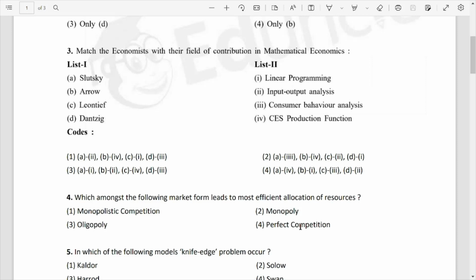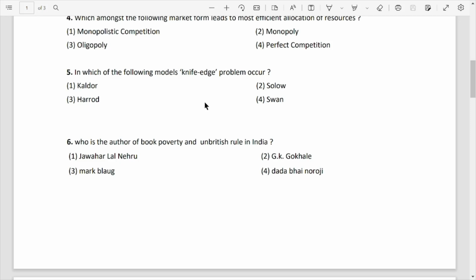Now the next question is: in which of the following models does the knife edge problem occur? These are growth models given by Kaldor, Solow, Harrod, and so on. This problem occurs in the Harrod-Domar model. There are three types of growth rates there: actual growth rate, warranted growth rate, and natural growth rate. In this, the knife edge problem occurs.